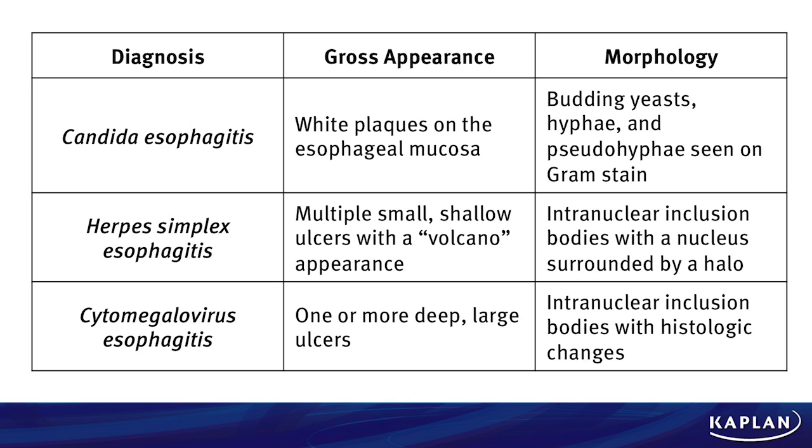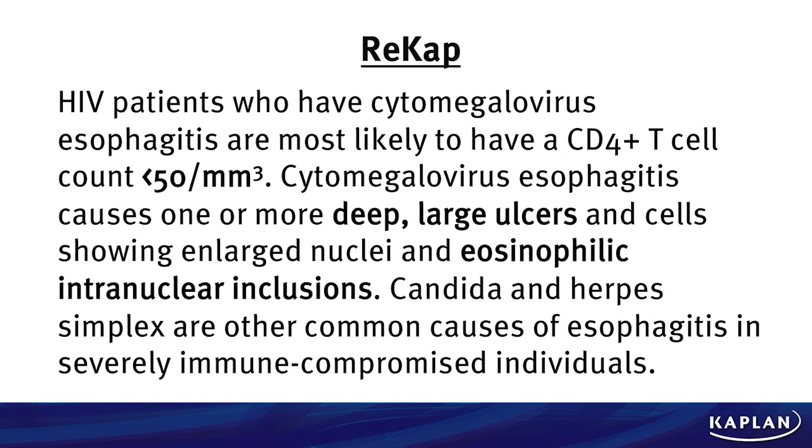And you know the morphology. We're talking about fungi for Candida, pseudohyphae. HSV versus CMV is a little bit harder. Both we're dealing with intranuclear inclusion bodies, again because CMV is basically a type of herpes, and they have different types of histologic changes. So, recap, what can we take away from this question?